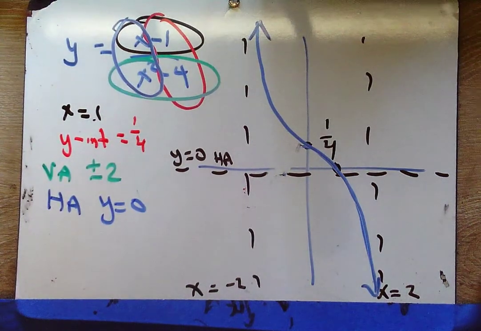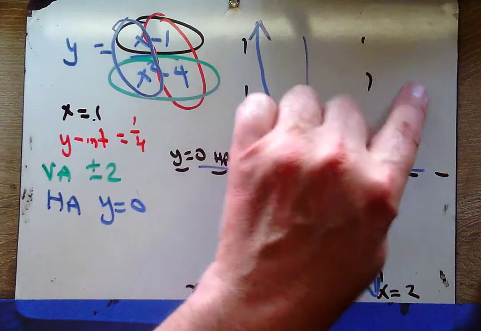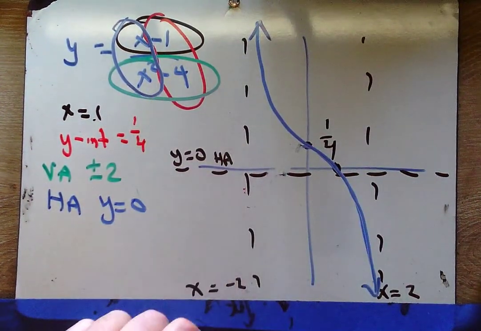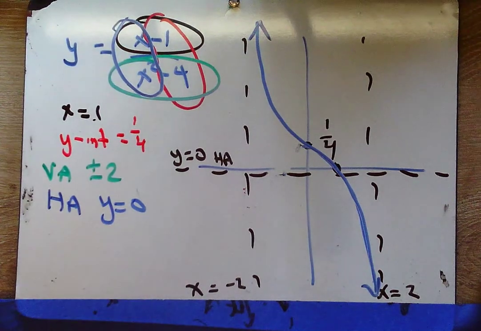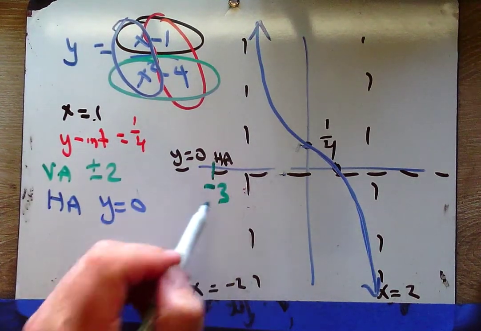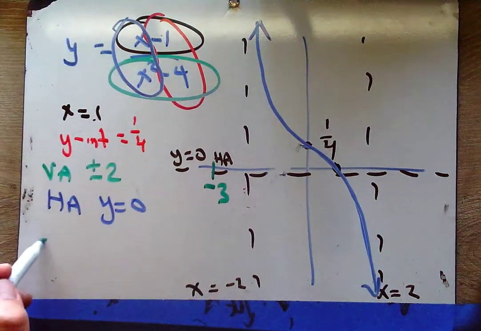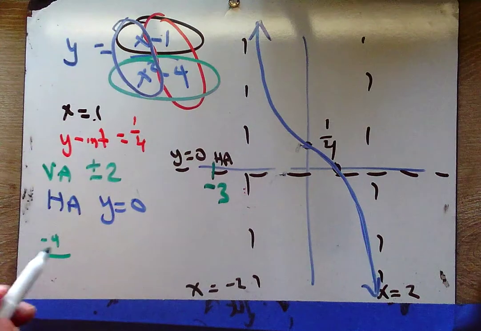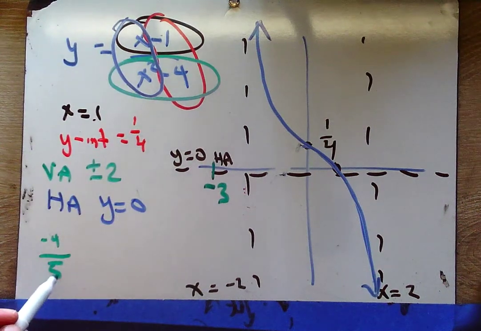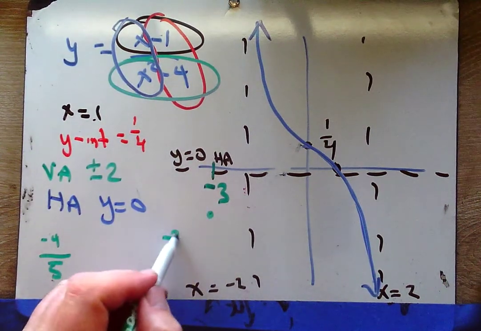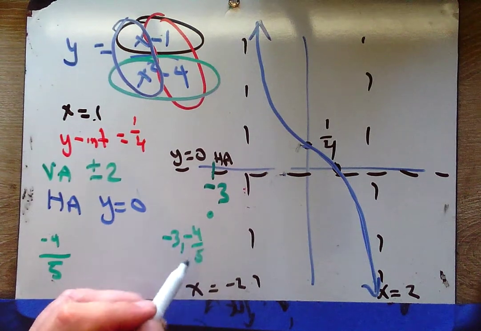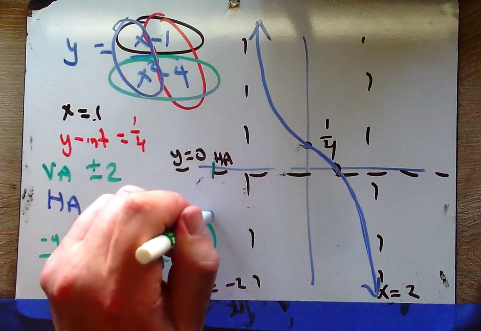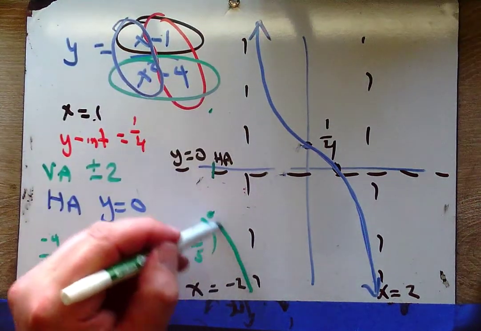Okay, what next? Well, we've got to figure out up here or down here. So let's use some test points. If I test -3, -3 minus 1 is -4. -3 times -3 is 9. 9 minus 4 is 5. So I get -4/5. The ordered pair, -3, -4/5. That's this point. So my graph is going to be down here and not up here.